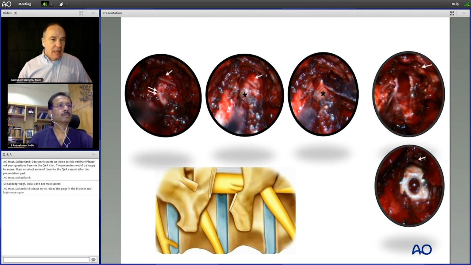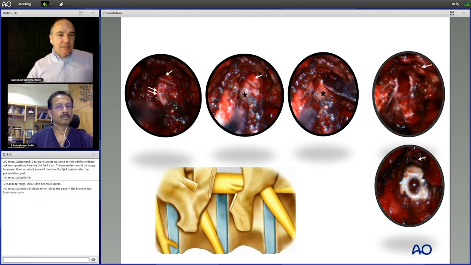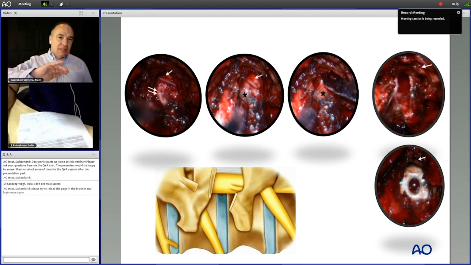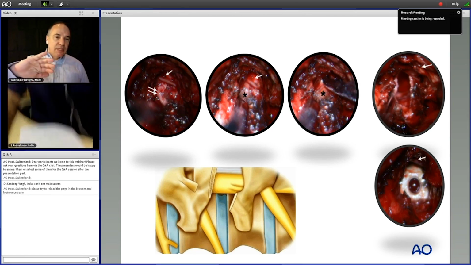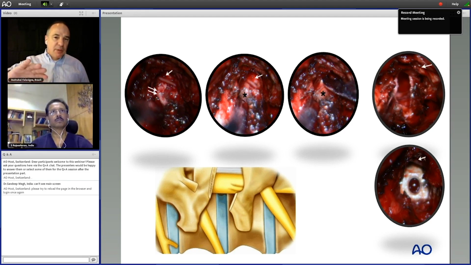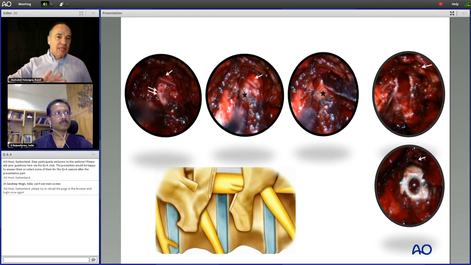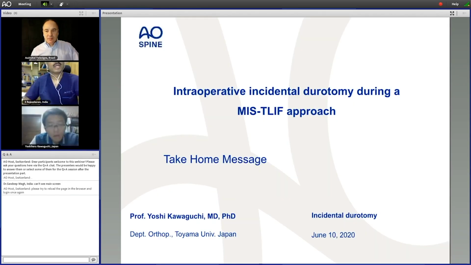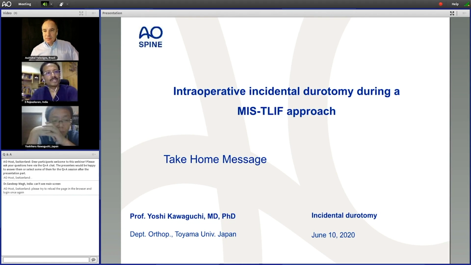So here I show just the exiting route, the nerve crossing, and some decompression and the cage placement without seeing any dura, just yellow ligament. So we have a huge and great barrier against CSF leakage. Yoshi, do you have some take-home message and some helpful tips?